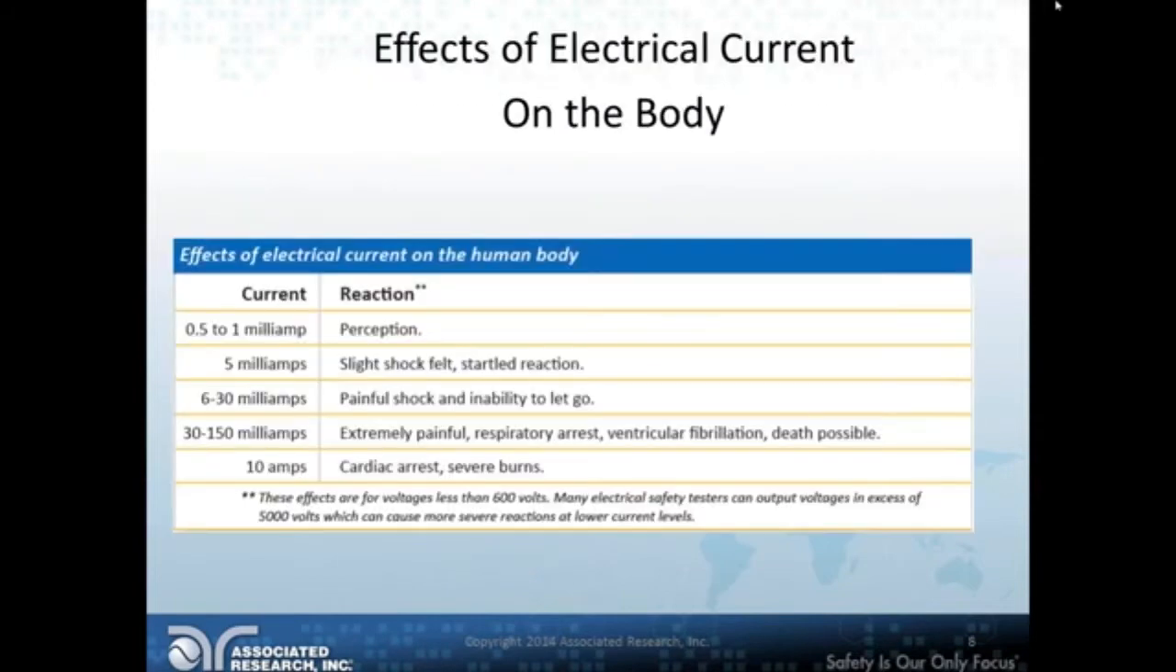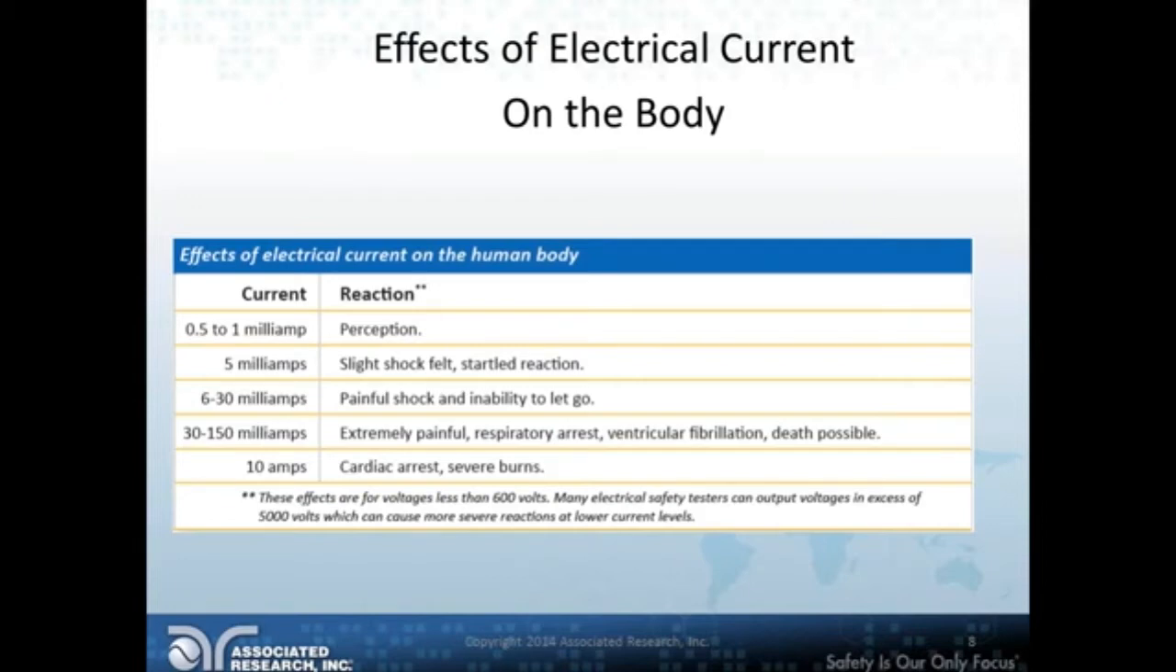So let's take a look at the effects of electrical current on the body. One thing to keep in mind while I'm talking about this information is that these are effects for voltages less than 600 volts. 600 volts is right about the breakdown voltage of skin, so that's why this number is used here.